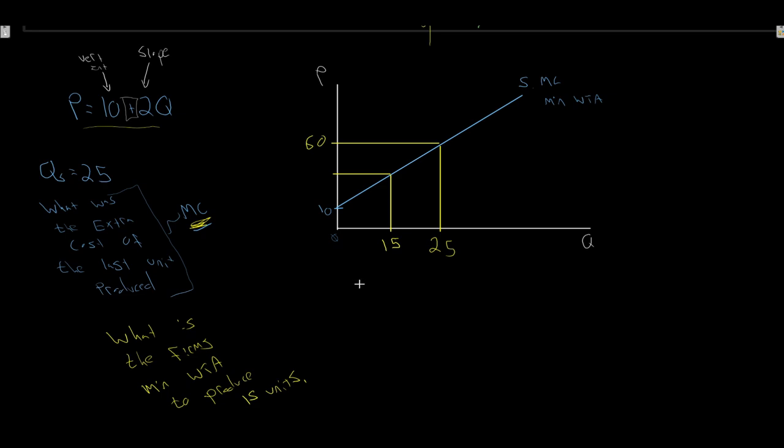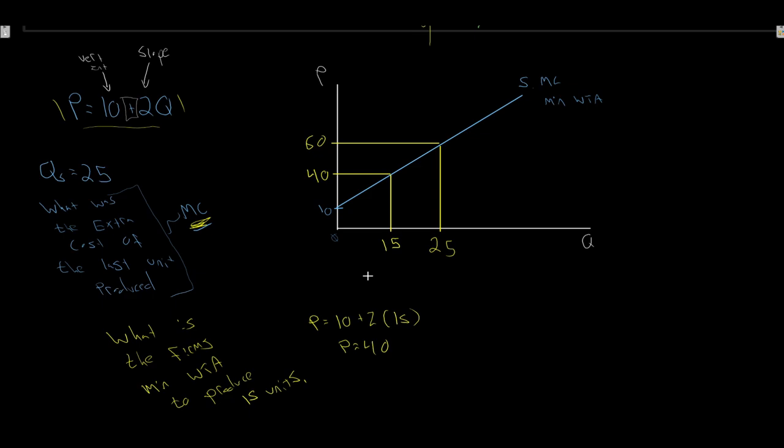So, how do I get my result? Again, just pull out our functional form. Price is 10 plus 2 times 15. Okay, 2 times 15 is 30. 30 plus 10 is 40. There we go. Price equals 40. Or the lowest price that would have to be in this market in order to entice me to produce 15 units would be $40 a unit.